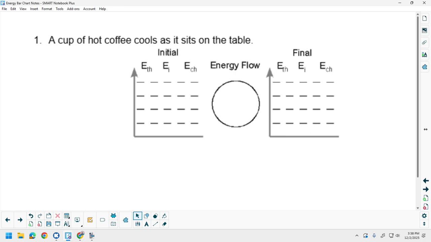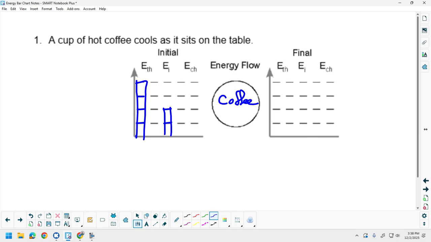Okay, number 1, a cup of hot coffee cools as it sits on the table. That should sound familiar. That was one of the ones that we just did in our notes. So once again, what did we have for our system there? Well, it was the coffee. And it's a cup of hot coffee, which means the coffee is liquid. So that is automatically 2 bars of interaction energy. And because it's really hot, we're going to go 4 bars. Again, it doesn't have to be 4 bars. You could go with 3 if you want.